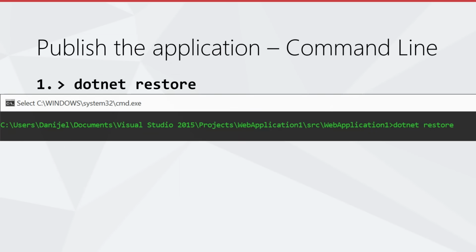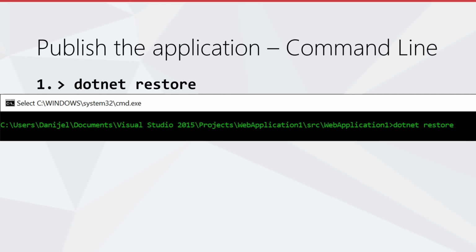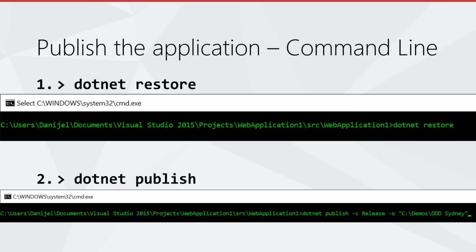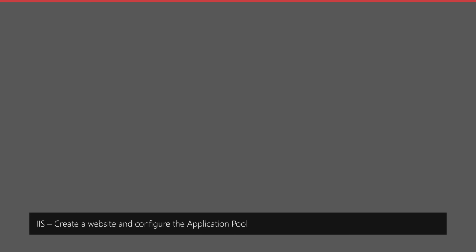Then you go to your command line. You run .NET restore. That's going to take care of the packages, all the dependencies that you have in your solution. It's going to pull down the NuGet packages, and then you run .NET publish. And then you specify where exactly you want to publish. If you don't specify that, it's going to publish in the default directory. Nothing dramatic here. So good so far?